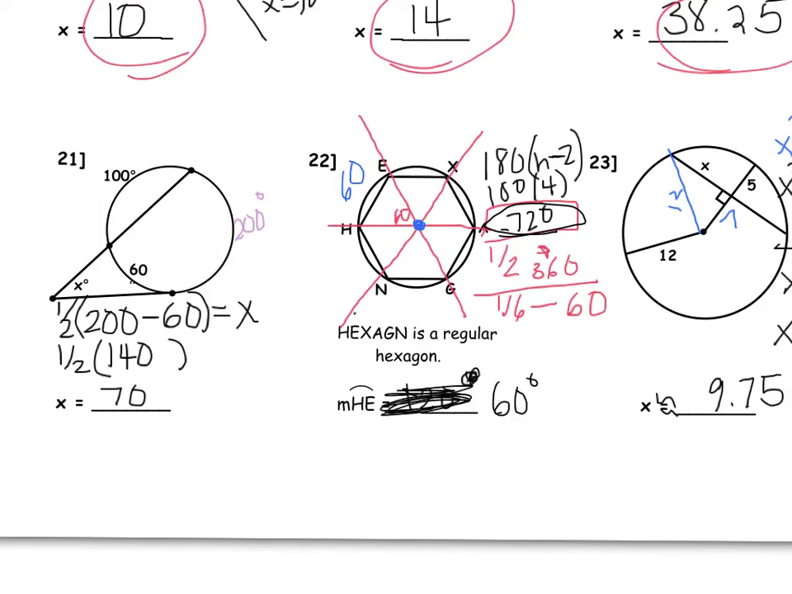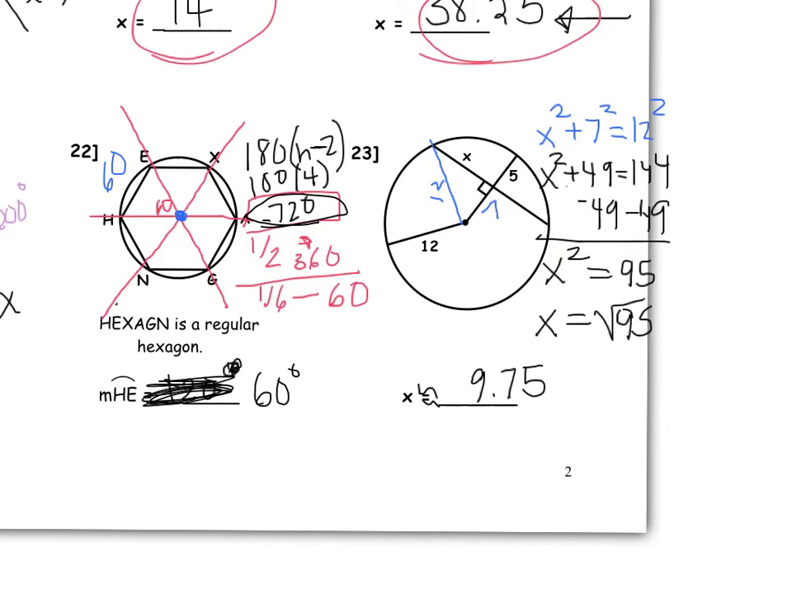All right, so question number 23. Pretty simple. You're given one of the radius. You know you have to draw on another radius here. You see you've got this perpendicular line here. This is going to be 7 because the whole thing was 12. You subtract 5, you get the 7. Use Pythagorean theorem, you should end up with radical 95, which simplifies to 9.75.